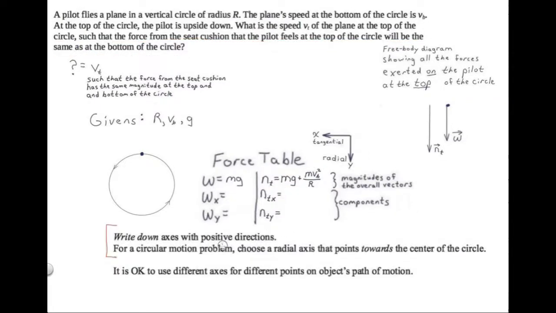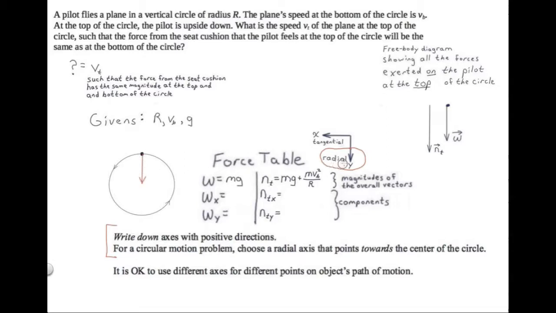Before we can break the forces into components, we must choose our axes. We should choose a radial axis that points towards rather than away from the center of the circle. And at this point in our solution, we're assuming that the pilot is at the top of the circle. So for this part of our solution, we choose a radial axis that points down.